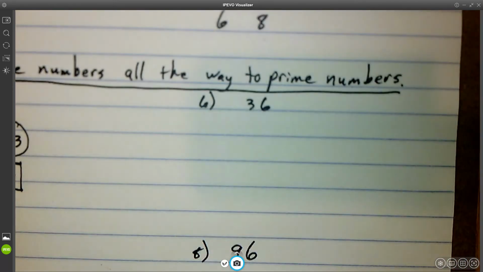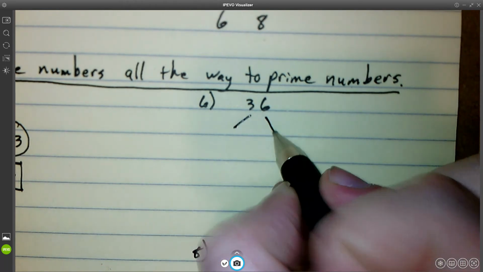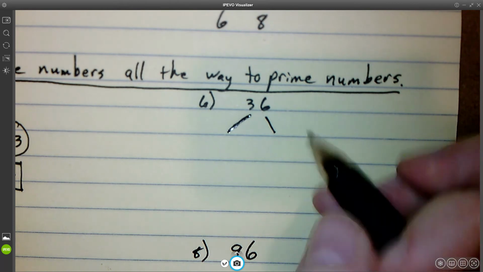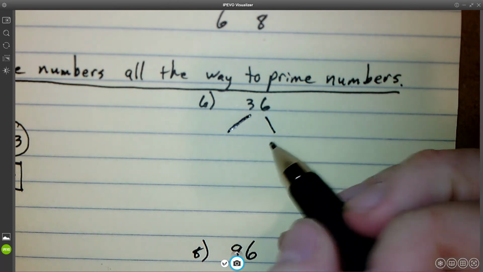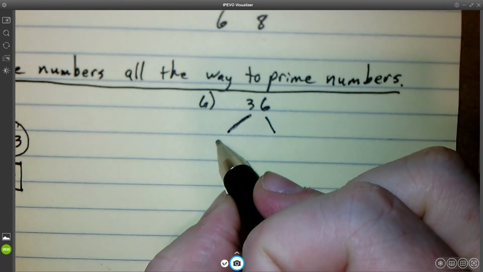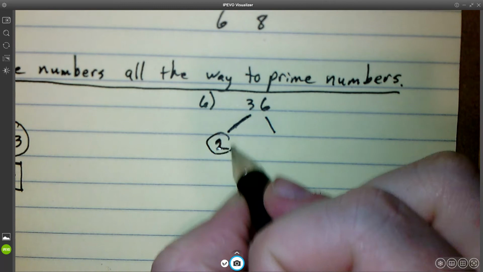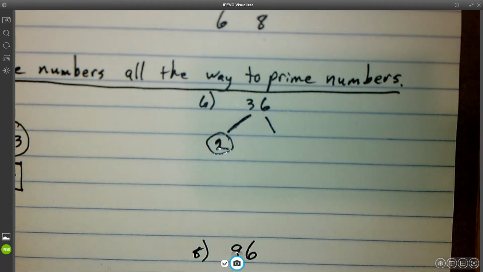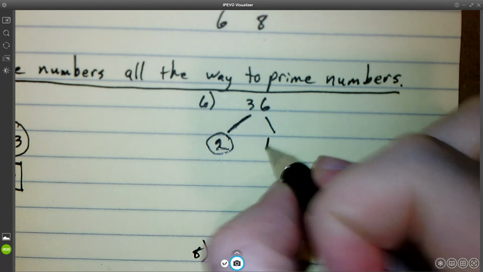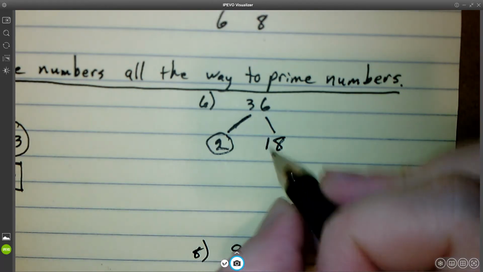36, more complicated now. Again, either you know what 36 is, what times what, or you can do it out, because 6 means it is an even number. So 36 divided by 2 gives you 18. 2 is prime, 18 is not. So you separate it out.